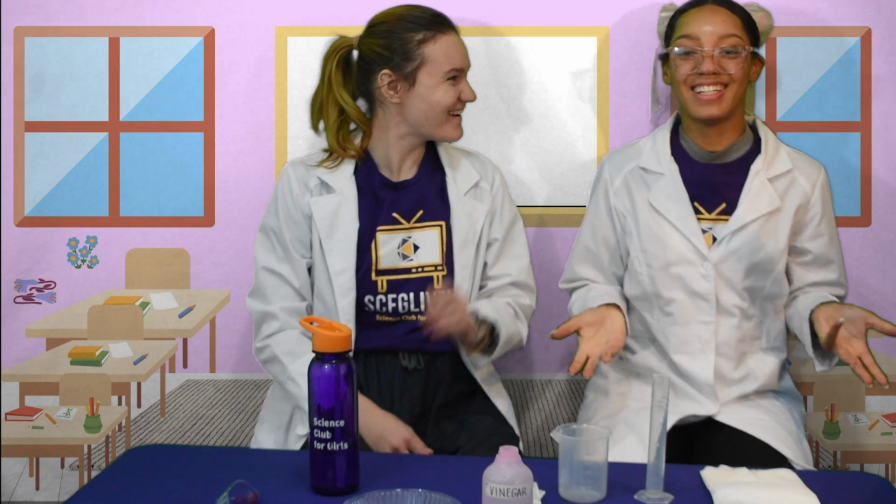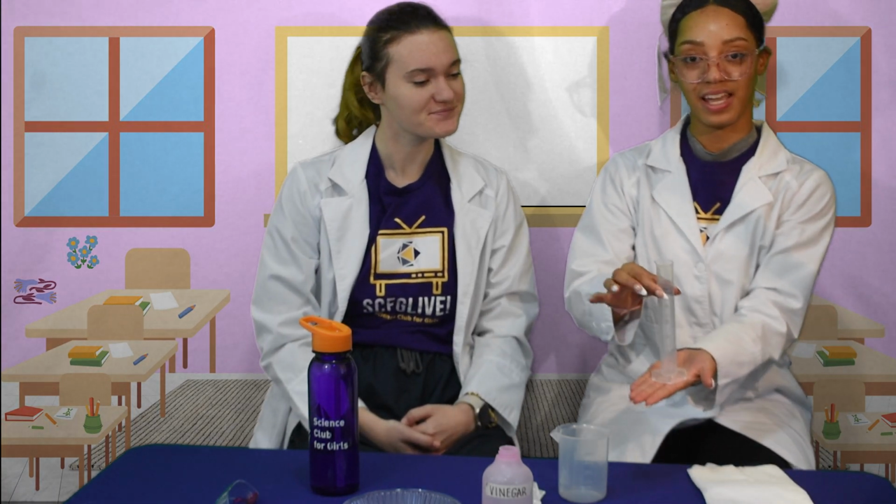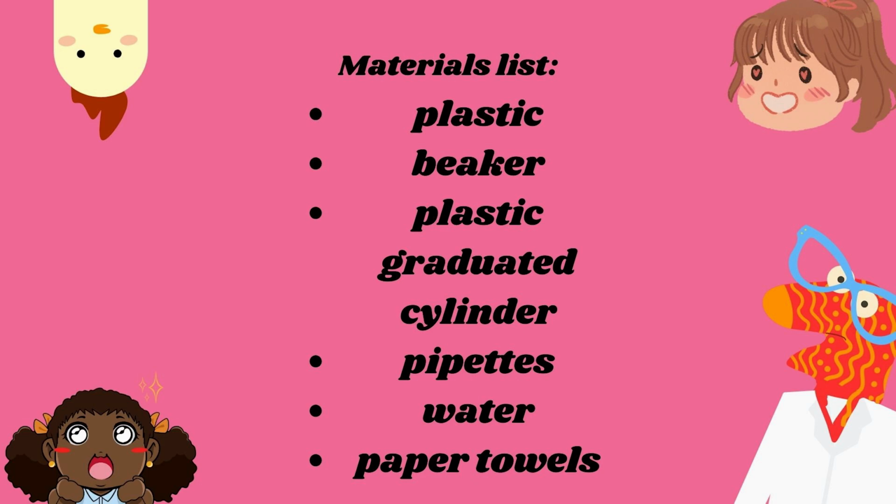Hey, Liv. Hey. Looks like we've got some exciting experiments for today. Absolutely. What do we have for materials today? All right, so for materials, we have a paper towel. Keep it clean. Yes, we have a graduated cylinder. We have a beaker, 2 plastic pipettes, and some water.